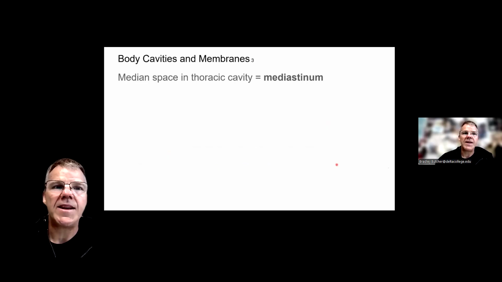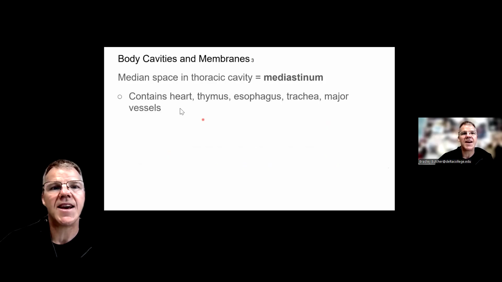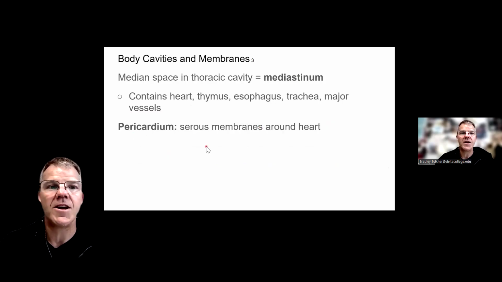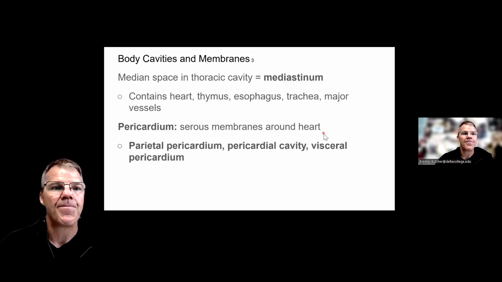So in the median space in the thoracic cavity, we have the mediastinum. This contains the heart, the thymus, the esophagus, the tube that goes to your stomach, the trachea, your windpipe, and a lot of major blood vessels. We also have the pericardium. This is serous membranes that surround the heart. We have some terms in there: the parietal pericardium, the pericardial cavity, and the visceral pericardium.